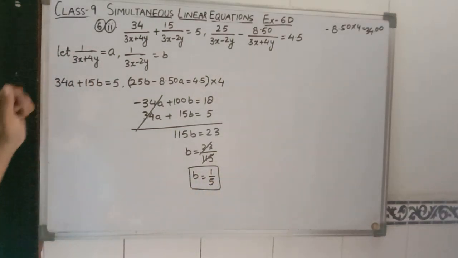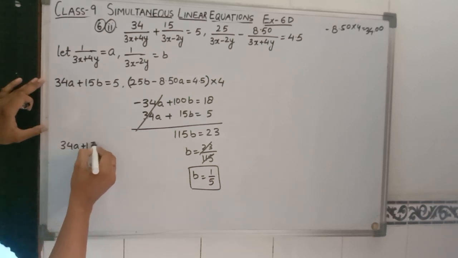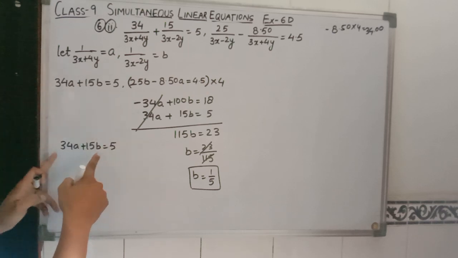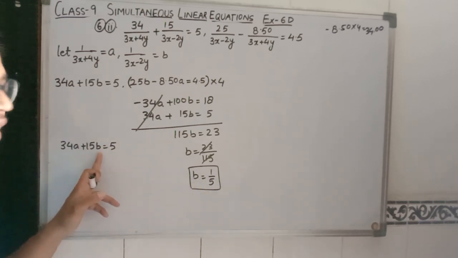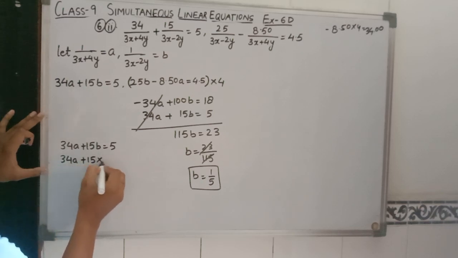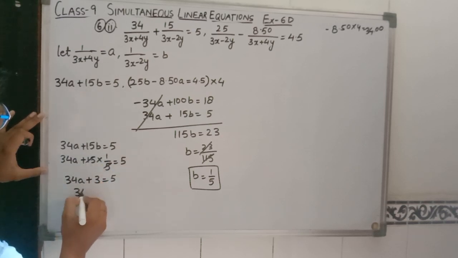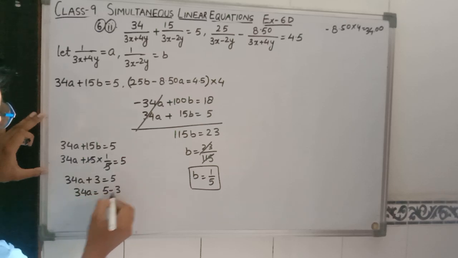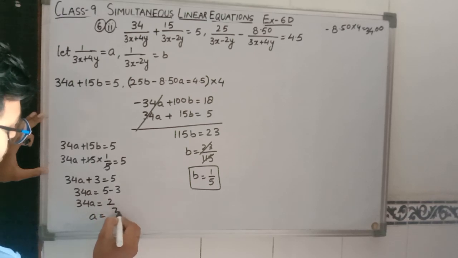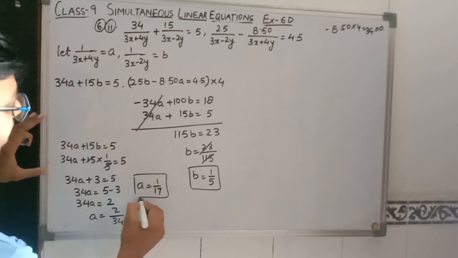Now we have to place this b value. Suppose we are choosing the first equation, 34a plus 15b is equal to 5. In this equation we are going to place the value of b, then we get the value of a. So 34a plus 15 into 1 by 5 is equal to 5. So it will become 34a plus 3 is equal to 5. So 34a is equal to 5 minus 3. 34a is equal to 2. So a is equal to 2 by 34. Finally, the value of a is coming 1 upon 17.